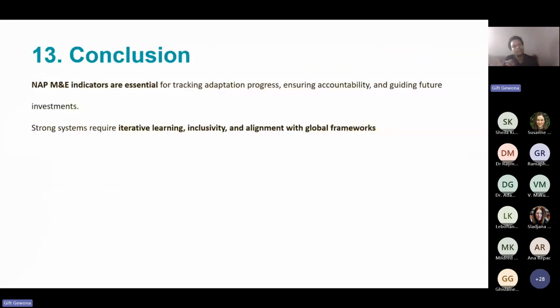I would want to say that NAP monitoring and evaluation indicators, or adaptation indicators, will be essential for tracking adaptation progress and will ensure accountability and guide future investments. For you to have a strong NAP monitoring and evaluation system, it requires iterative learning. It has to be inclusive, and it has to be aligned with the global frameworks. As I already mentioned, the global goal on adaptation has a set of indicators for different sectors that countries can align to as they develop their robust monitoring and evaluation framework, which will help them report on the global goal on adaptation, but also for the CBT projects in terms of how they are reporting on adaptation.